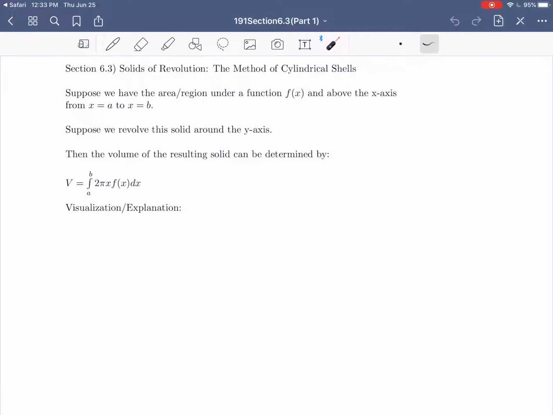We're going to suppose that we have an area or region under a function f of x and above the x-axis from x equals a to x equals b. So our standard setup. But this time, instead of revolving around the x-axis, we're going to revolve this region around the y-axis. So a vertical axis of revolution.